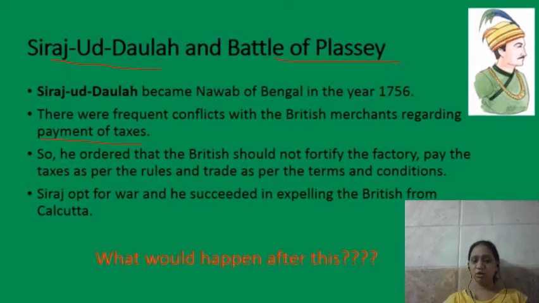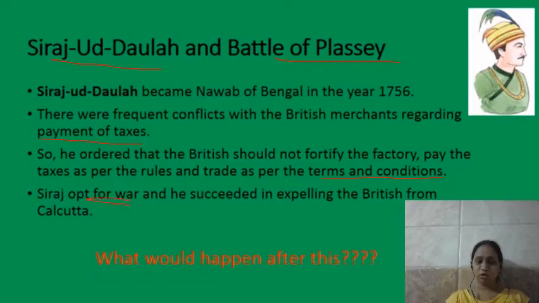So he ordered that the British should not fortify the factory, pay the taxes as per the rules and trade as per the terms and conditions. So Siraj-Ud-Daulah ordered the British that if you want to trade with us, then you have to pay the taxes as per the rules, and you also have to trade as per the terms and conditions, which were equally applicable to others also. Because of this Siraj had to opt for the war.